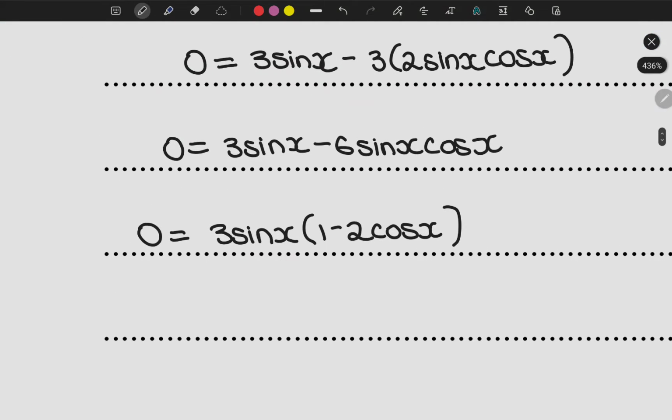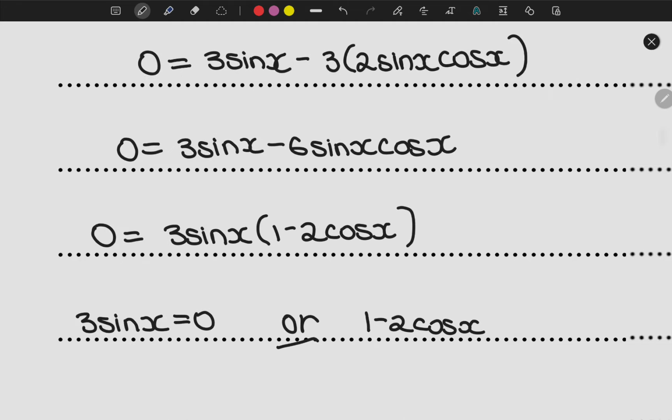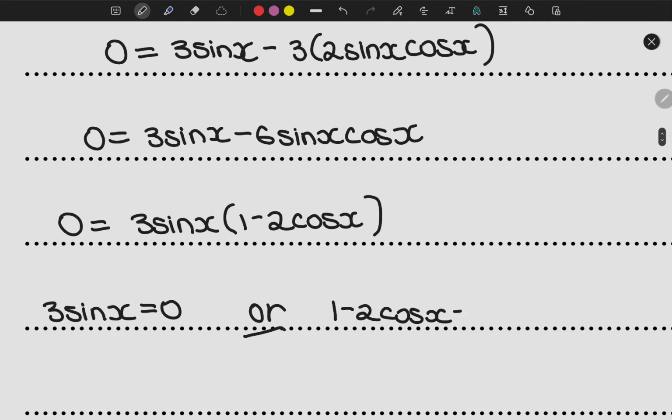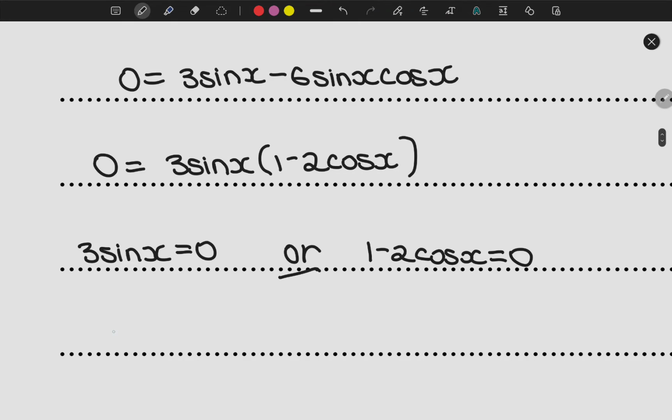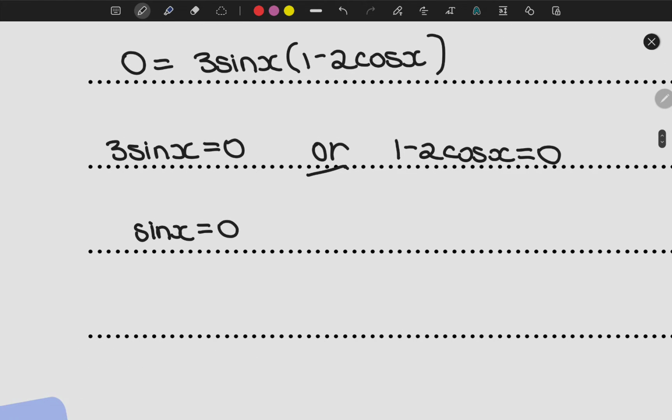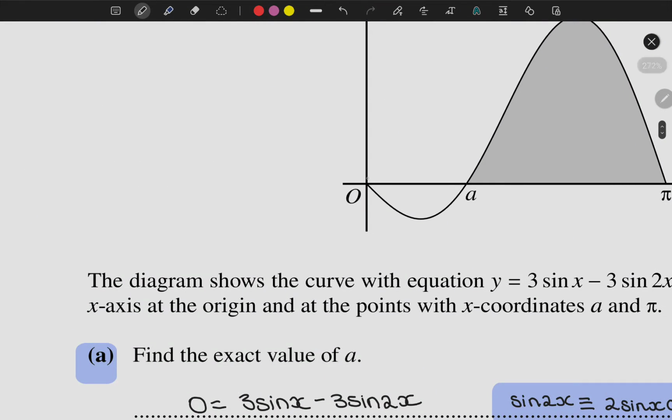Sorted. And now we can use the rule that if a times b is equal to 0, then either a or b is 0. So we can say 3 sine x is equal to 0, or 1 minus 2 cos x is equal to 0. When you divide by 3, you're still going to get sine x is equal to 0, and that just gives you x equals 0. So this answer is what gives us this point here.